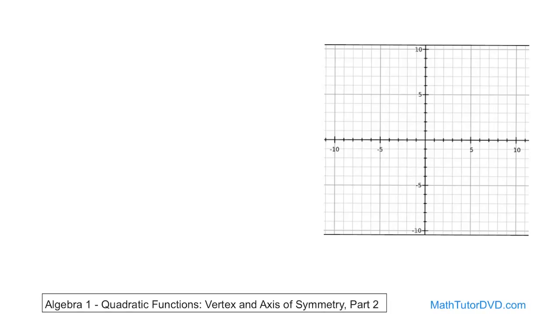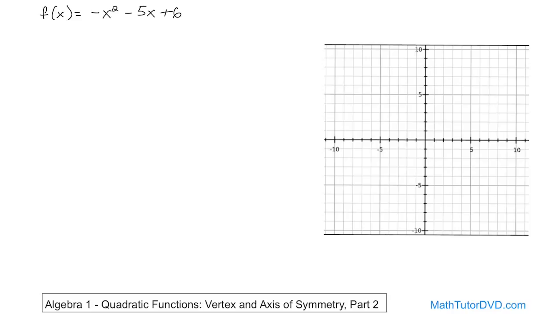Hello, welcome back. We're going to continue talking about this concept of vertex and axis of symmetry. This problem that I'm going to give you is going to be a little more challenging, mostly because of the fractions involved, but I want to show you one that's a little more challenging so that you know what to do. Let's say you have the function f of x equals negative x squared minus 5x plus 6.